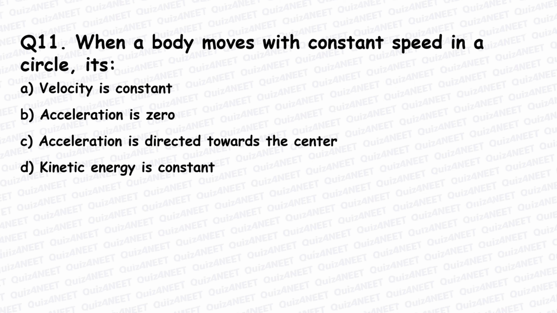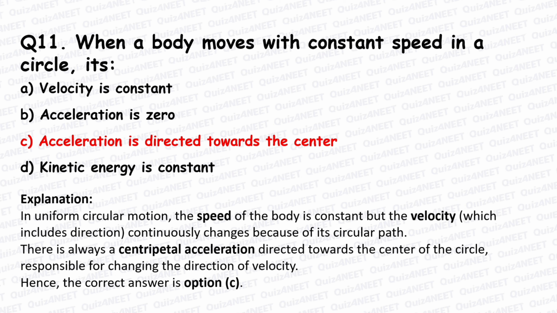Q11. When a body moves with constant speed in a circle: A, velocity is constant; B, acceleration is 0; C, acceleration is directed towards the center; D, kinetic energy is constant. Answer: acceleration is directed towards the center. Explanation: In uniform circular motion, the speed of the body is constant, but the velocity, which includes direction, continuously changes because of its circular path. There is always a centripetal acceleration directed towards the center of the circle, responsible for changing the direction of velocity. Hence, the correct answer is option C.